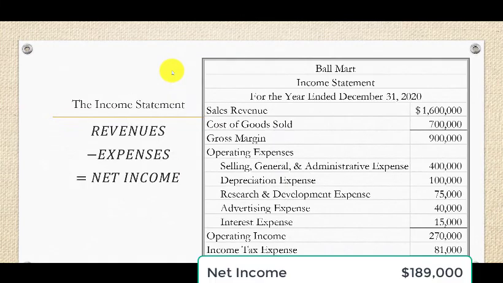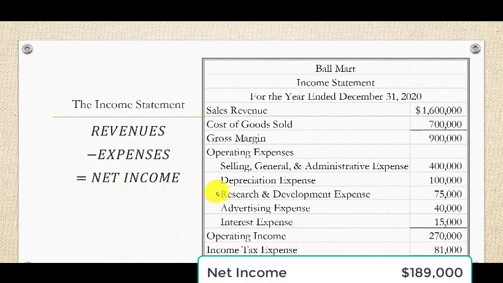Okay, let's look at the income statement here. The income statement is different from the balance sheet because it covers a period of time rather than a point in time. So if we're looking at the year ended December 31st, 2020, that means like the whole year. During this year, what did we earn in revenue? What kind of expenses did we have? And therefore, what was our net income, aka our profit for the year?